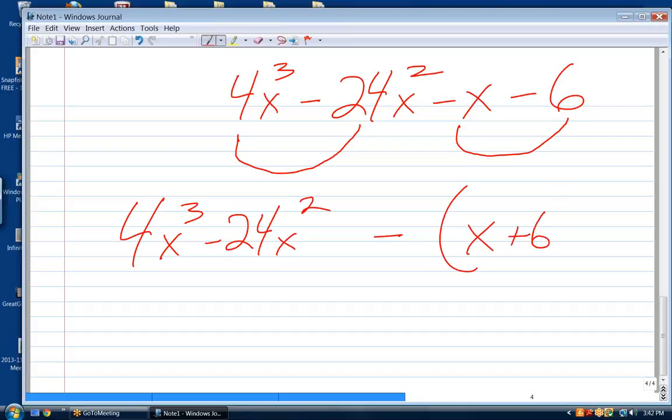Notice I have to change that to x plus 6. Now, when I look at this part of the equation, what's my greatest common factor that I can take out of there? 4. 4x squared. Oh, yeah.